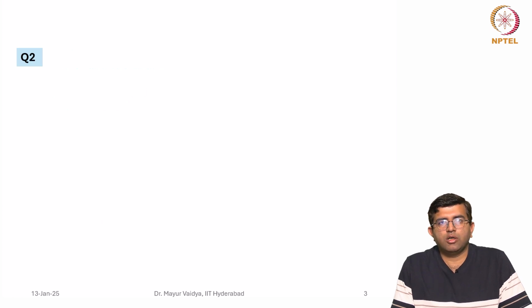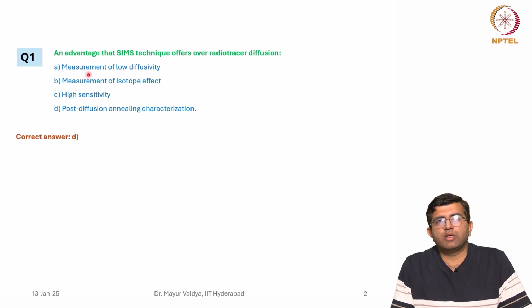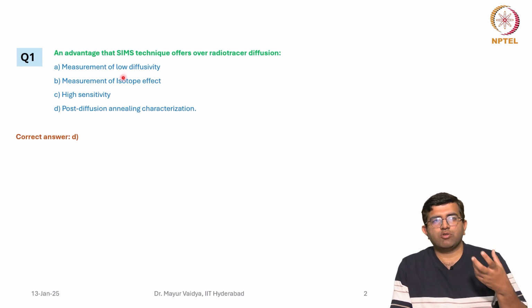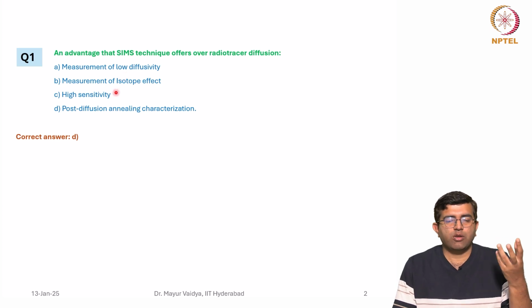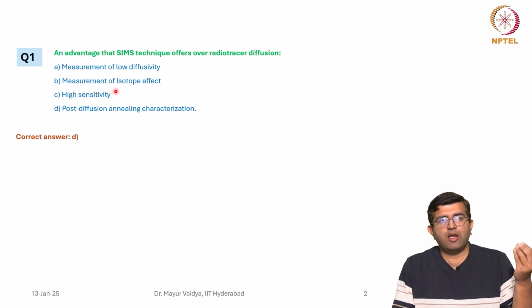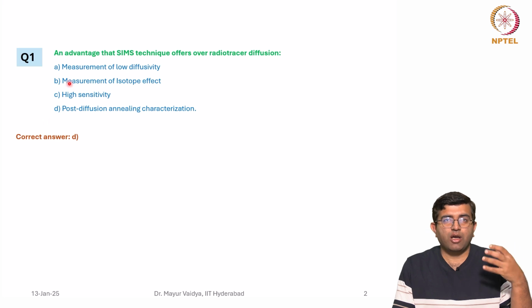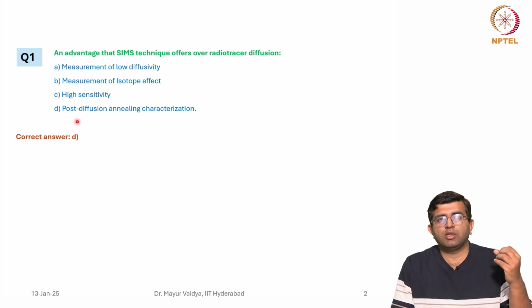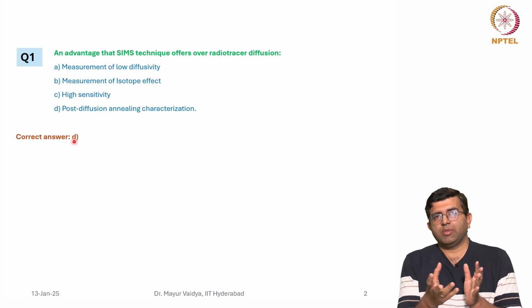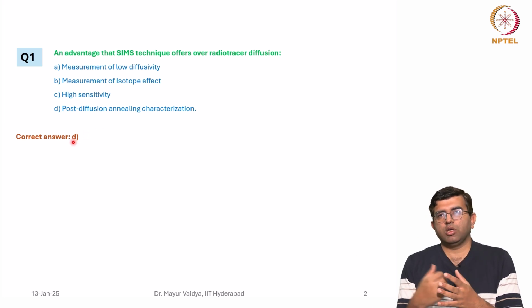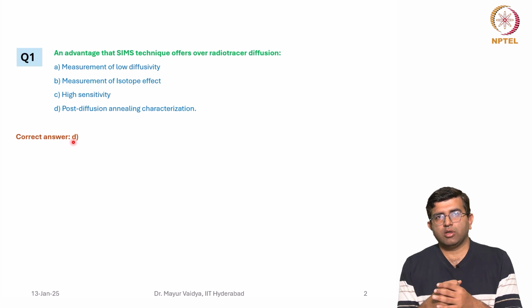So, here the correct answer is D, because the low diffusivity you can also measure using the radiotracer technique if you use sputter sectioning specifically. The isotope effects also can be measured, if the isotopes are available, using the radiotracer technique. And the sensitivity of radiotracer is in fact higher because you are counting the radioactive nuclei. But the post diffusion annealing characterization, once the sample is contaminated with the radioisotopes, you cannot usually put it in a normal SEM or a TEM or XRD. So, usually that is not possible.